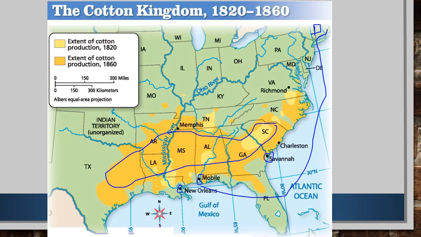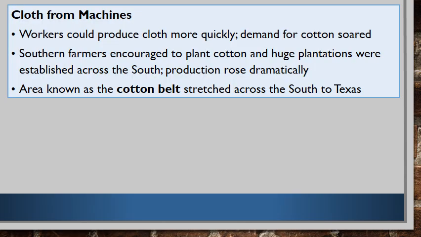So a lot of people think about slavery and think about, well, it's just limited to the South. But in fact, the industrial growth of the North also depends on slavery as well. So these factories in the North, as well as in England, started to produce a large amount of cloth, creating a higher demand for cotton.